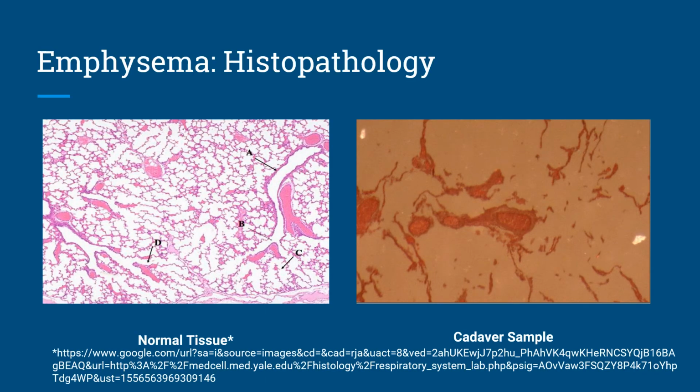Now we're going to discuss some of our findings in regards to respiratory pathology. On microscopic examination of her lung tissue, we found evidence for emphysema. So as you can see on the left, the alveoli are fairly evenly distributed. There are very nice intact alveolar septae. On the right is our cadaver sample, and here you can see that the alveoli are very disrupted, disjointed, and distended.